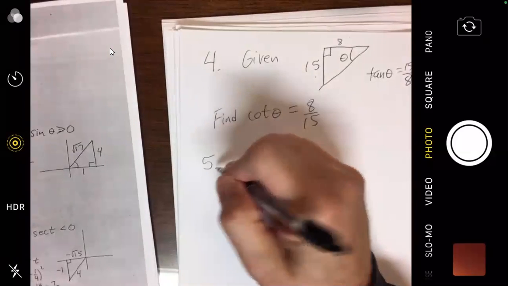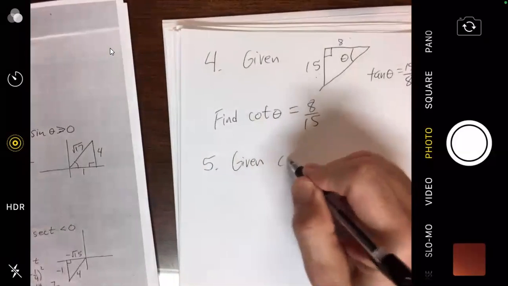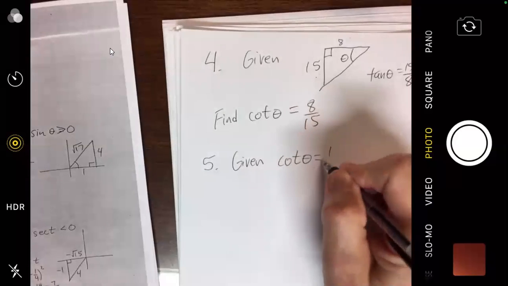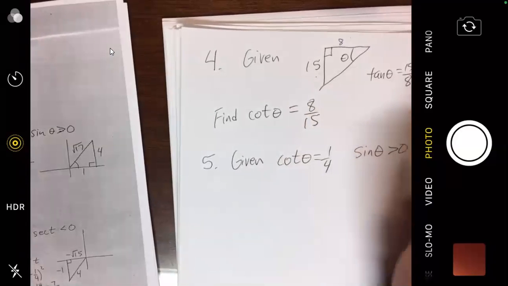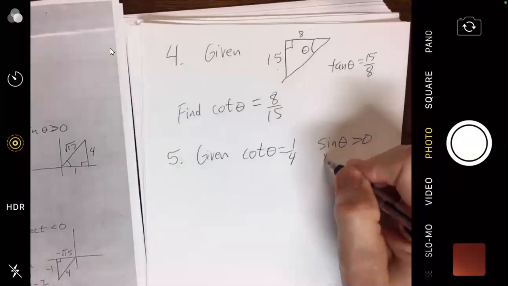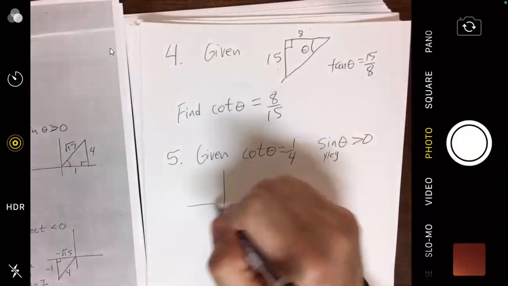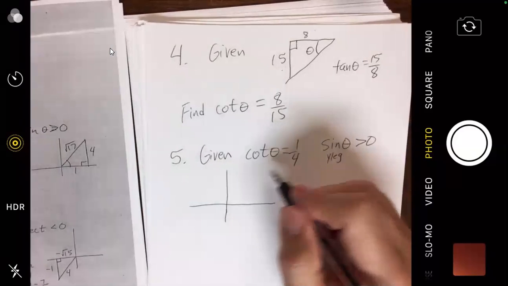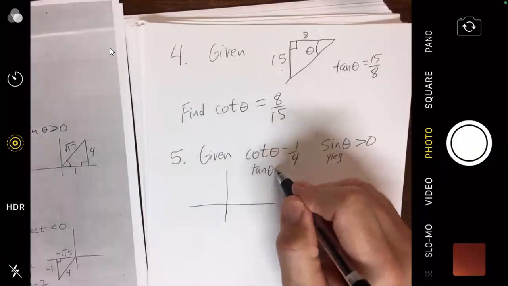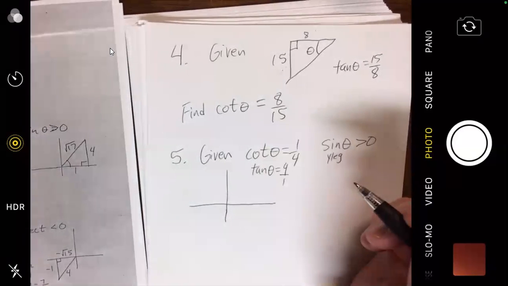Okay, number 5, given cotangent of theta is a quarter, and your sine theta is positive. This means your Y leg. See if we can puzzle out which quadrant that's in. Got to have a positive cotangent. Your tangent is 4 over 1, if you want to see it.